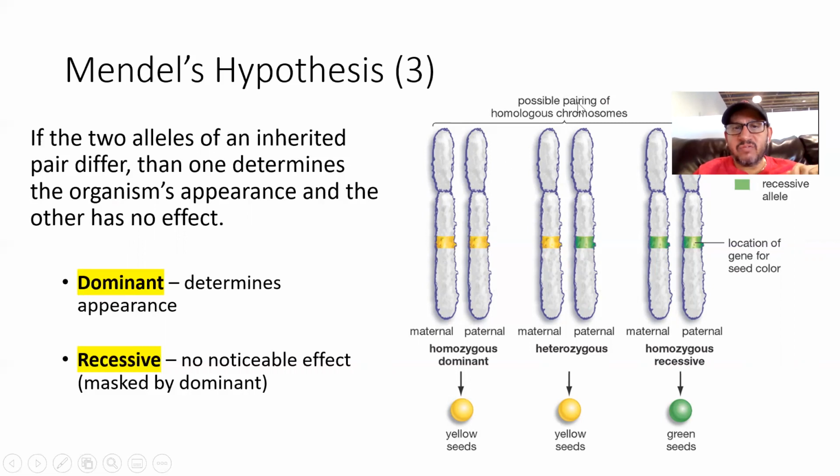So let's take a look at it. If we were looking at the possible pairing of homologous chromosomes, you could see all the different variations that could arise. So if you had homozygous dominant, you're going to have a yellow seed. If you had a heterozygous, and we know that yellow is dominant, that means you're going to still have the yellow seed. However, if you had homozygous recessive, that means you would have the green seeds. So again, it's about what is dominant and what is recessive. In the pea plants that Mendel was studying, the yellow seeds were dominant and the green seeds were recessive.